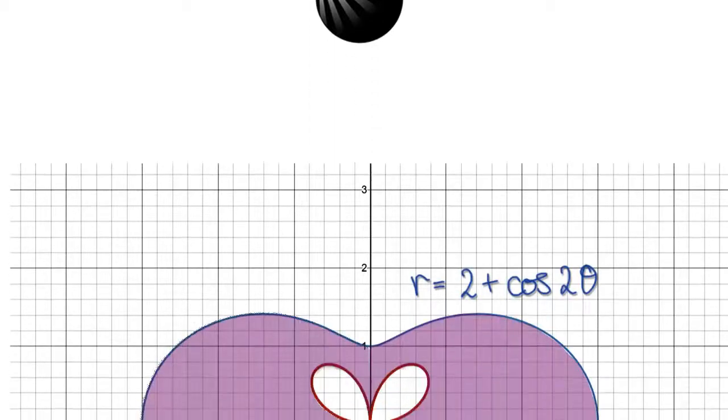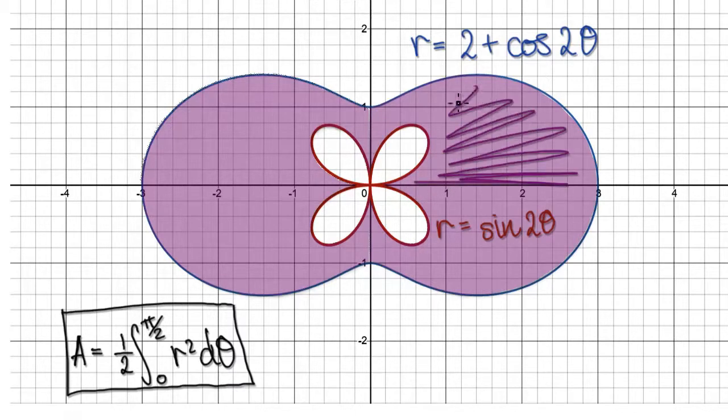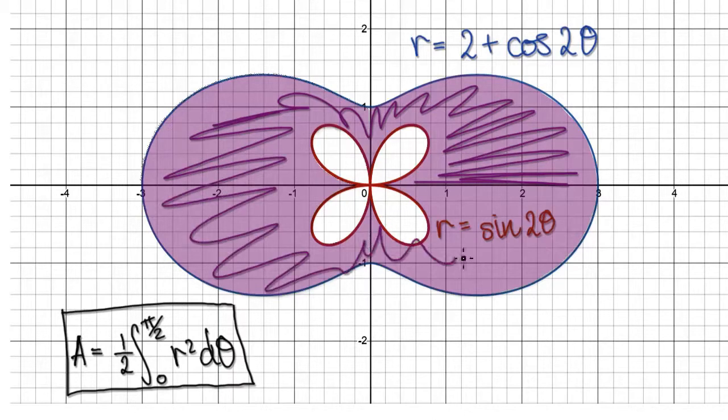Okay, let's give you guys some practice. So work out the purple area. Work out this purple area here.